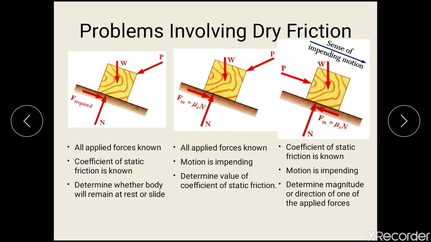Third set of problems: the coefficient of static friction between the surfaces is also given, and the type of motion is also given. So we need to find out the magnitude or direction of any one of the applied forces: weight, reaction force, applied force. So among these 3, any one we may have to find out.